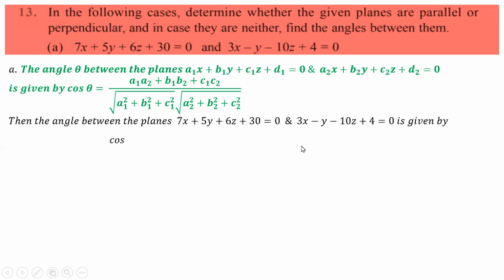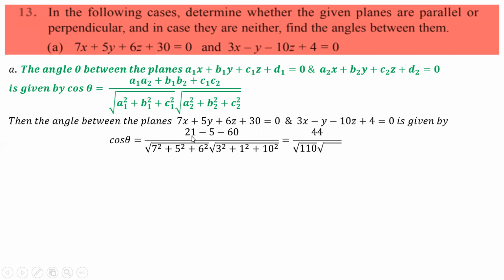So a1 is 7, b1 is 5 and c1 is 6. So just put their values. a1 a2 means 7 into 3, 21. b1 b2 is 5 into minus 1, that is minus 5, and 6 into minus 10, that is minus 60.